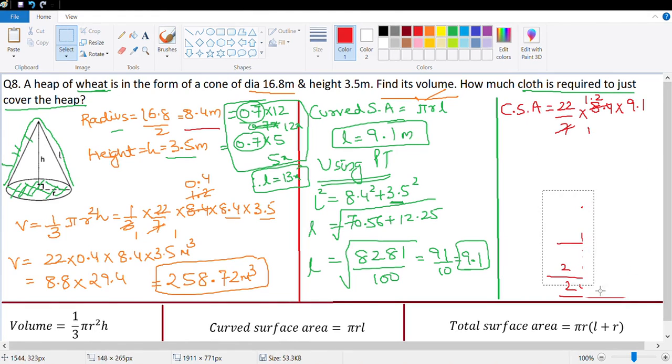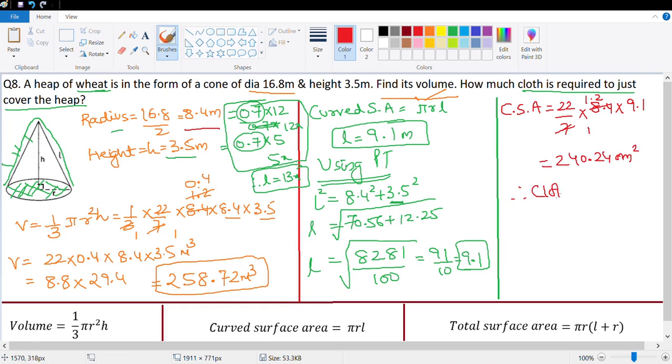So this is equal to 240.24 meter square. Therefore, cloth required of area 240.24 meter square. Right, that finishes this video for us.